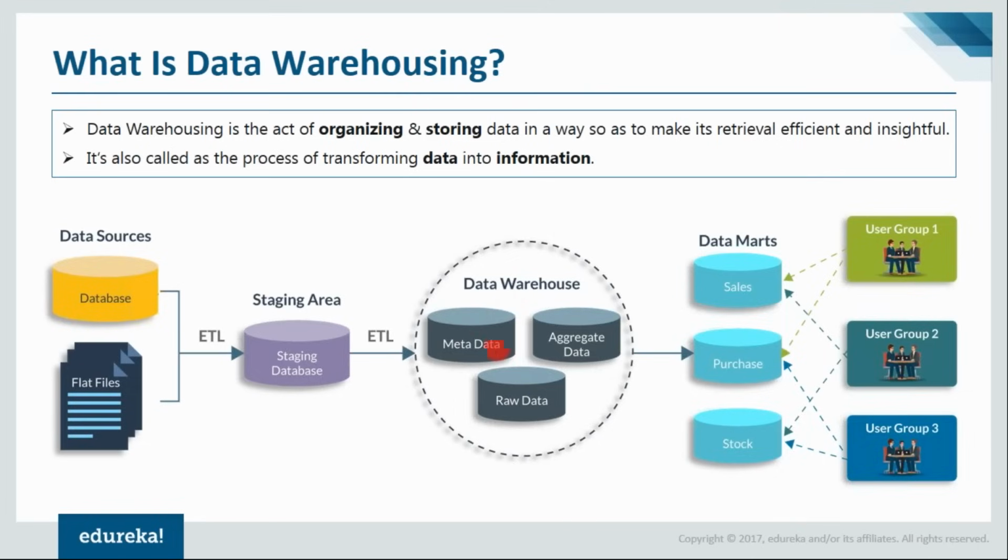And then you have aggregate data. All these three things together form the data warehouse. Once your data is inside your data warehouse, your end users can use this data to perform analysis. How do they do it? They run queries. You have user groups here and they perform queries. The act of performing queries on your data warehouse is called online analytical processing.